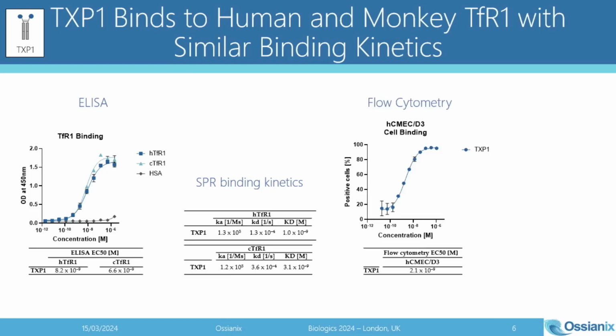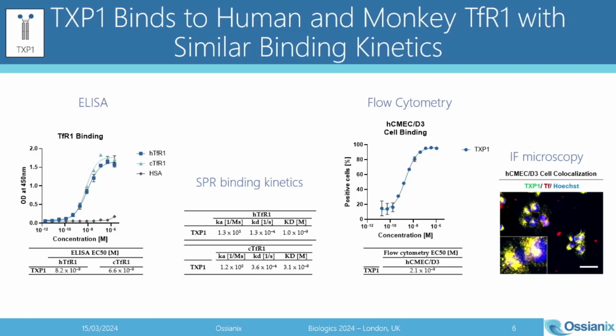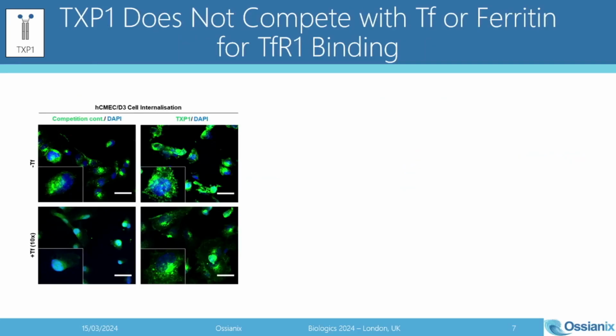The antibody binds also to the model blood-brain barrier cell line that is used in the field, and after binding, it does internalize and colocalize with the natural ligand transferrin. Importantly, one of the characteristics of the brain shuttles based on transferrin receptor 1 antibodies is that the antibody cannot compete with the natural ligands, because you don't want to affect the iron transport to the brain, which can be something that you don't really want.